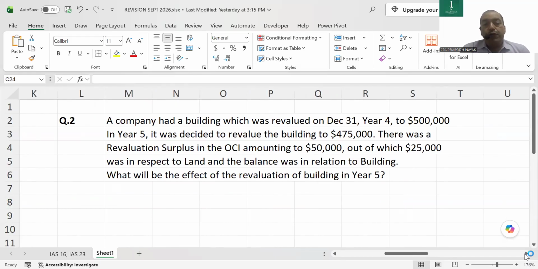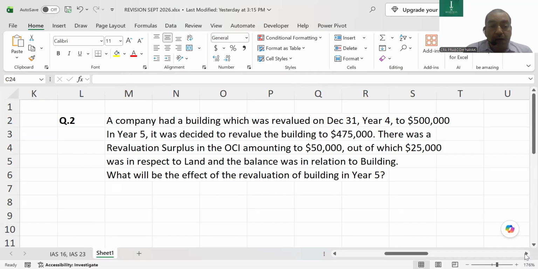A company had a building which was revalued on December 31st, year 4 to $500,000. In year 5, it was decided to revalue the building to $475,000. There was a revaluation surplus in the OCI amounting to $50,000, out of which $25,000 was in respect to land and the balance was in relation to building. What will be the effect of the revaluation of the building in year 5?